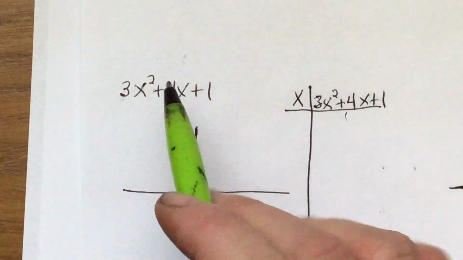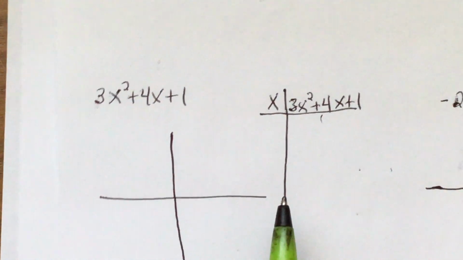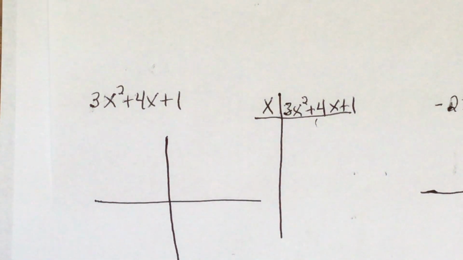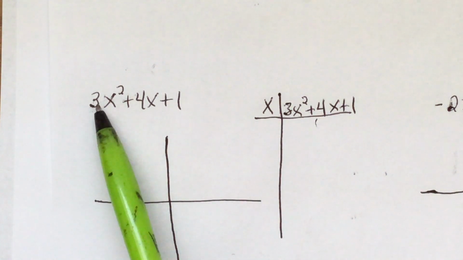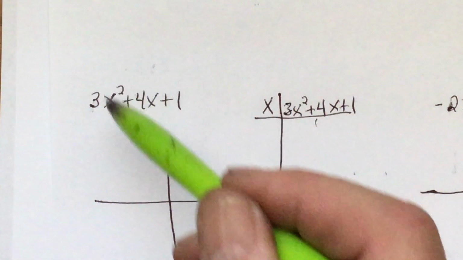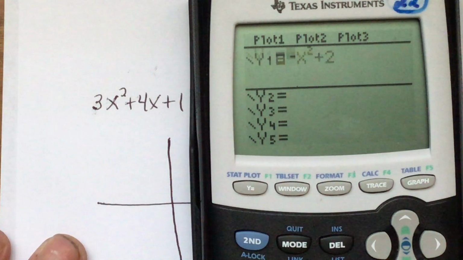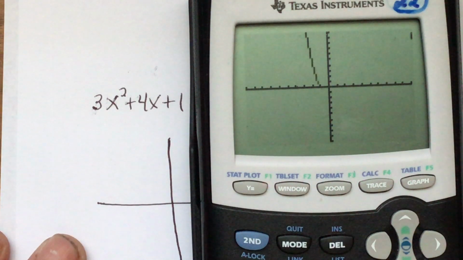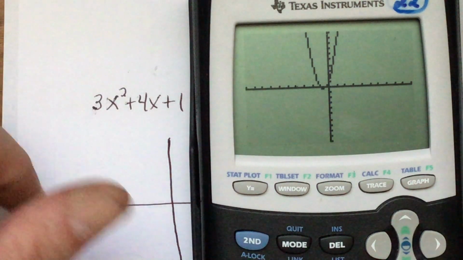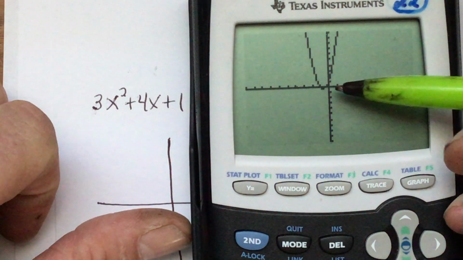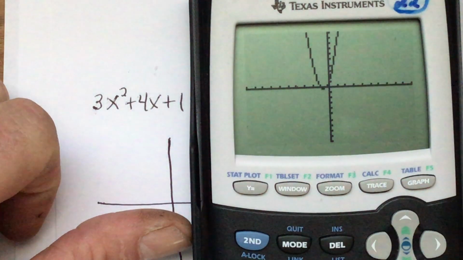Okay. Now here's one that's even a little bit more complex. It's no big deal. You're going to do the same thing. Now notice the number in front of the x² is a positive number, so it will open upward. This one's going to make a U shape. Same process. Type it into y equals 3x² + 4x + 1. Push graph. And not too strange. I think we can do this. It looks like this is going to bottom out here somewhere around -1.